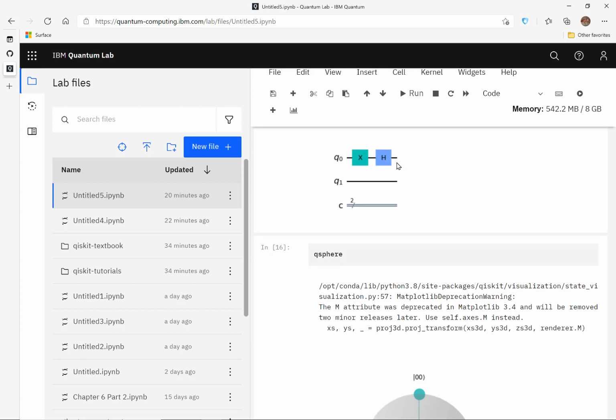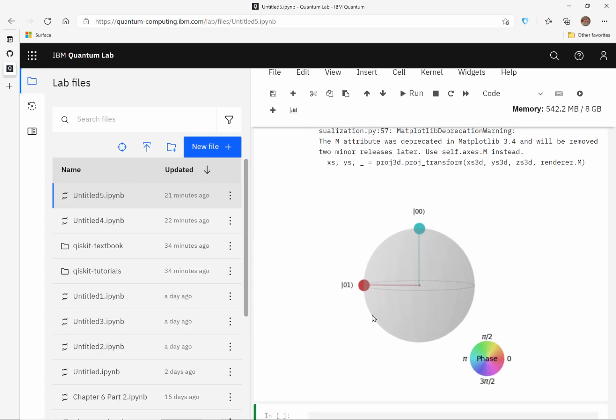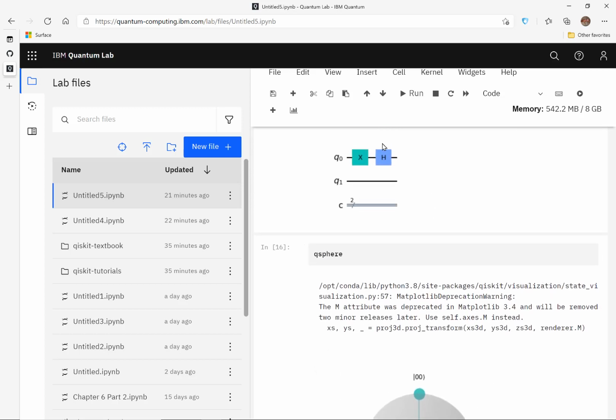But now look down here at QSphere, and notice that we have a red color here for 0, 1, which means 0 phase, a positive number, and we have green, so we have 180 degrees for 0, 0. So this is depicting the answer as 1 over square root of 2, 0, 1, minus 1 over square root of 2, 0, 0, instead of what we think it should be, which is 1 over square root of 2, 0, 0, minus 1 over square root of 2, 0, 1.